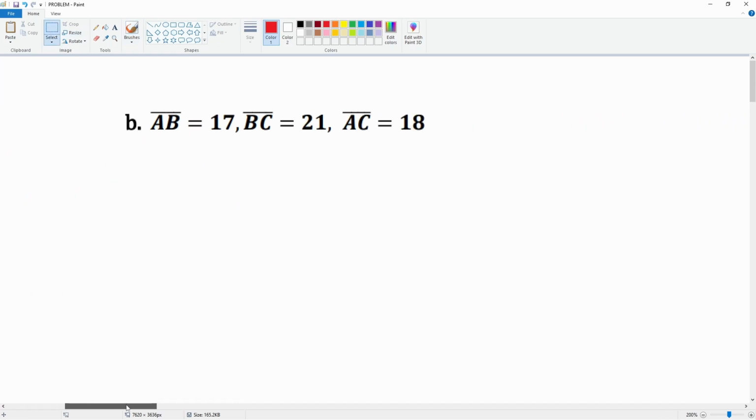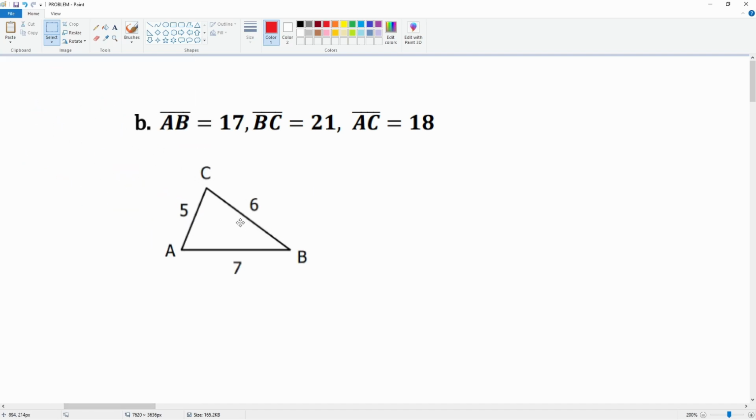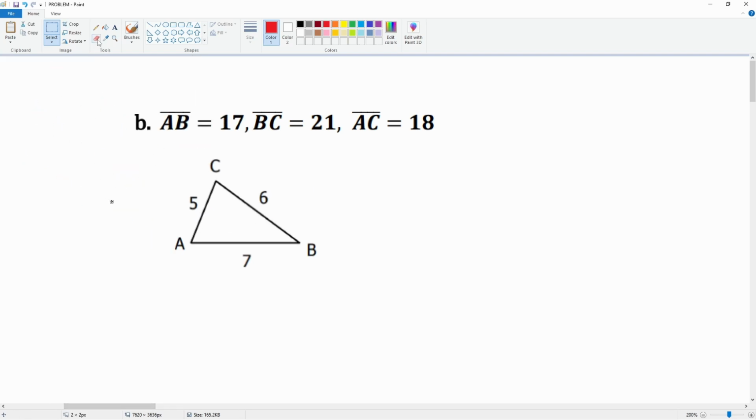All right, here we have B. I decided to grab the same triangle because they use the same letters. So I'm just going to write the lengths here so I can get a better visual. Line AB is 17, BC is 21, AC is 18. All right, so we can label the sides first.